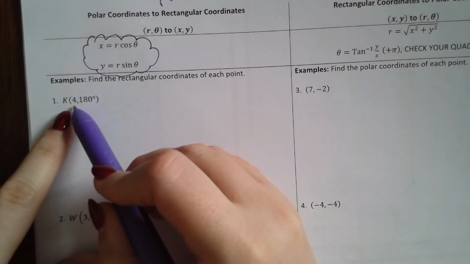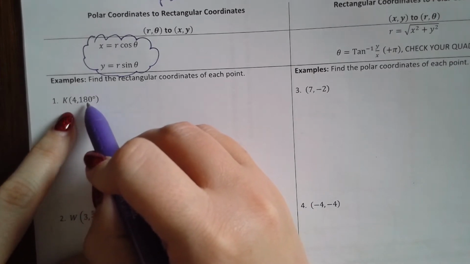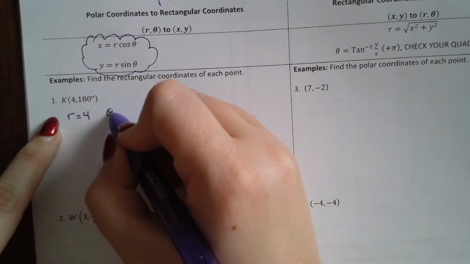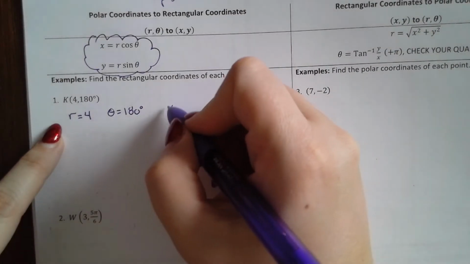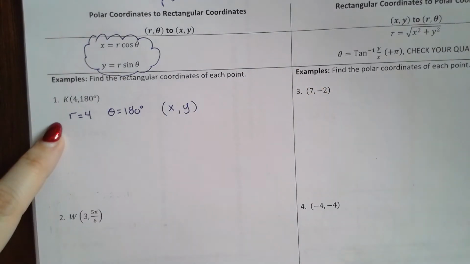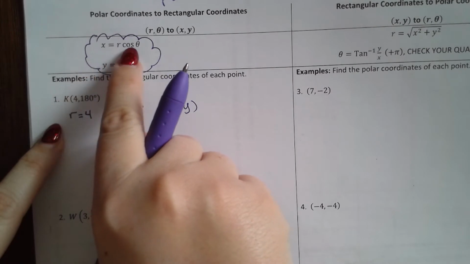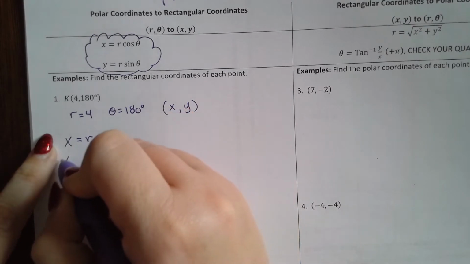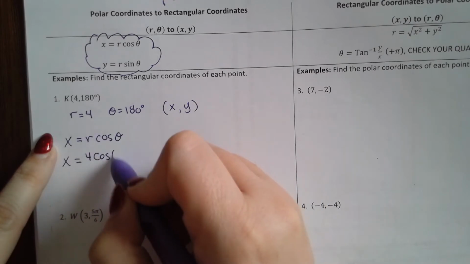Okay, so if we want to convert the forms, we've got the ordered pair K, which is at (4, 180 degrees). So that means that r is 4, and that theta is 180 degrees. And we want to find what is x and what is y. That's what our final answer is going to look like, x and y. Well, we know by our formula that x is equal to r cosine of theta. And in that formula, we know r is 4, and we know theta is 180.